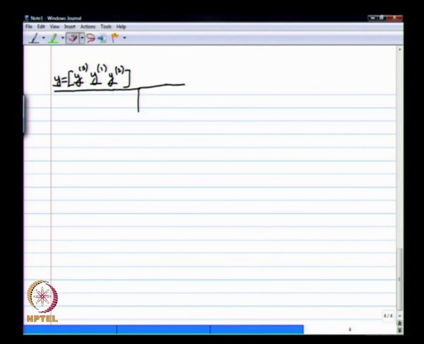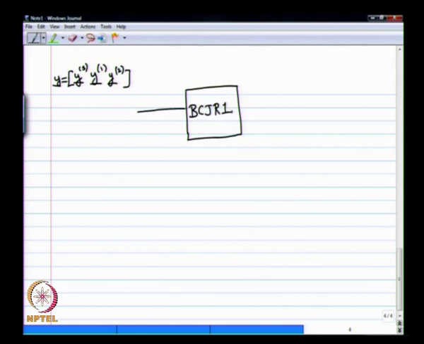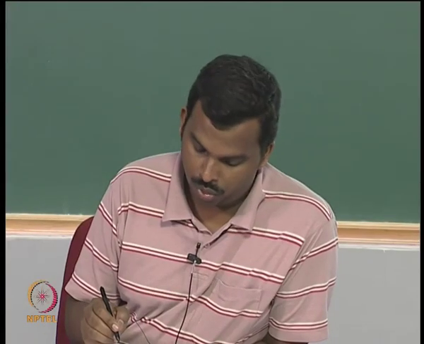Okay, so let me draw this a little bit differently. I'll keep it like this, and then let me draw the decoder and see what happens. I have BCJR1 and then I have BCJR2. What is going to be input to BCJR1? YS and Y1. That is what I want to be input to BCJR1.